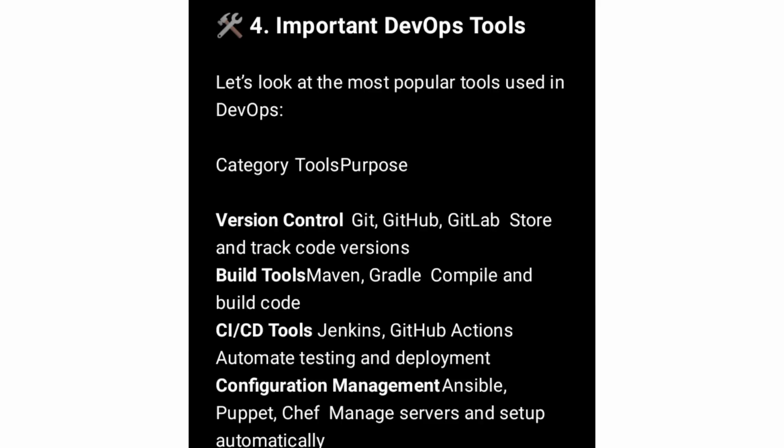4. Important DevOps tools. Let's look at the most popular tools used in DevOps. Category: tools. Purpose: version control. GitHub, GitLab store and track code versions. Build tools: Maven, Gradle compile and build code. CI/CD tools: Jenkins, GitHub Actions automate testing and deployment. Configuration management: Ansible, Puppet, Chef manage servers and set them up automatically.